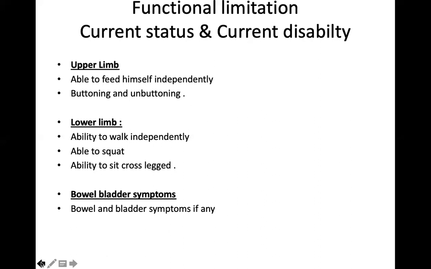Then again, you are narrowing down, and you have to finally come to what are the current functional disabilities because of this problem, and then summarize your history. So you have to tell for upper limb, he is not able to feed himself. There is difficulty in buttoning, unbuttoning. For lower limb, the ability to walk independently, or there is problem with activities of daily living. Bladder, bowel symptoms, if any. These are the problems which the patient will have.